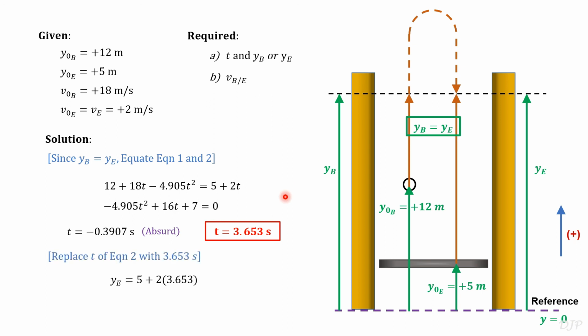To get now the final position, we will just plug this value into our second equation, and this will give us the position of their collision, which is equal to positive 12.31 meters.